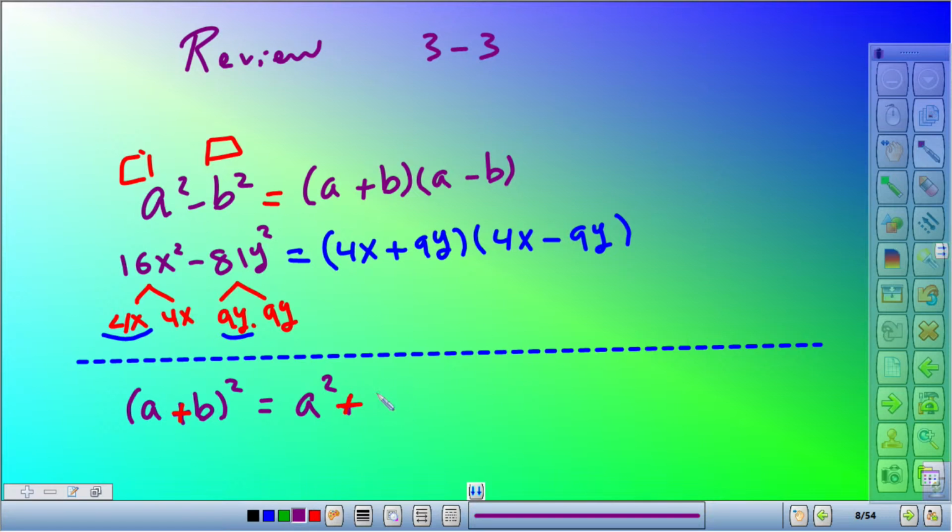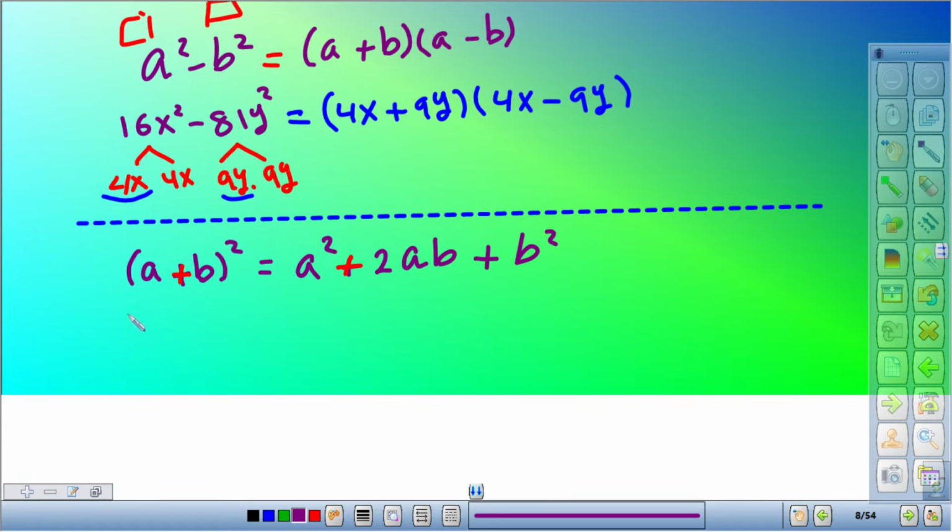2 times first times second. 2 times A times B. And then finally, you will say this is plus the second term being squared. Second term is the B squared. Let's take an example on this.